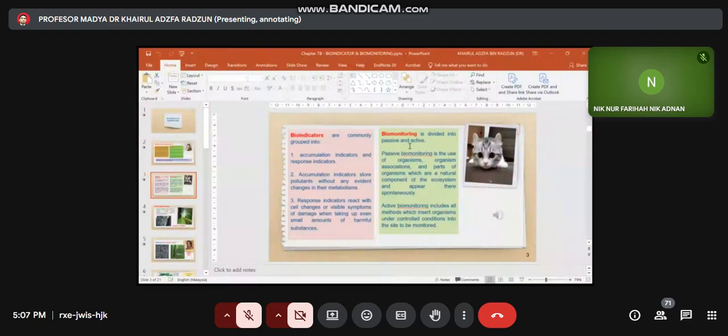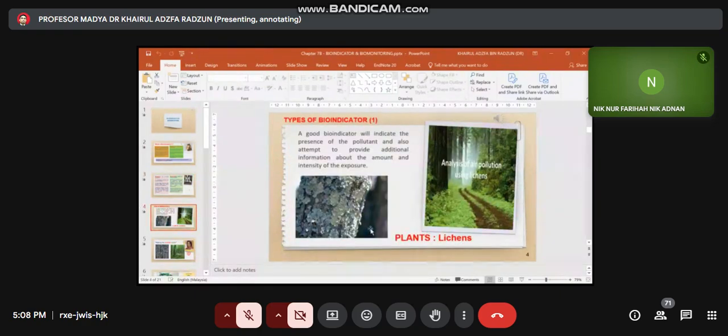Biomonitoring is divided into passive and active actions. Passive biomonitoring is the use of organism associations and parts of organisms which are a natural component of the ecosystem and appear there spontaneously, while active biomonitoring includes all methods which insert microorganisms under controlled conditions into the site to be monitored.